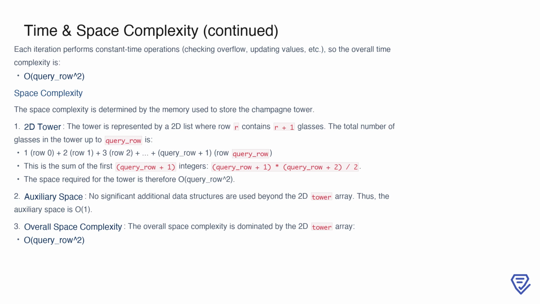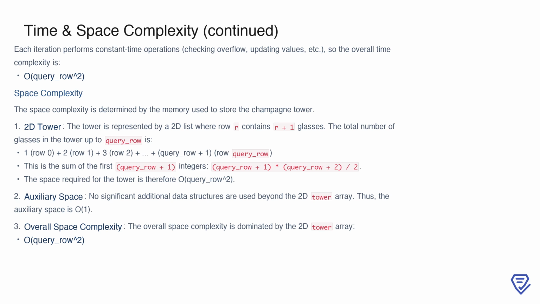Now, each iteration of the inner loop involves only constant time operations, such as checking for overflow or updating the values in the champagne tower. Because these operations do not add extra complexity, the time complexity remains O(query_row^2).